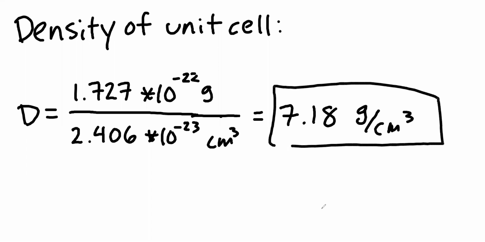There, so that is the density of chromium, the density of a unit cell, and also the density of chromium metal.